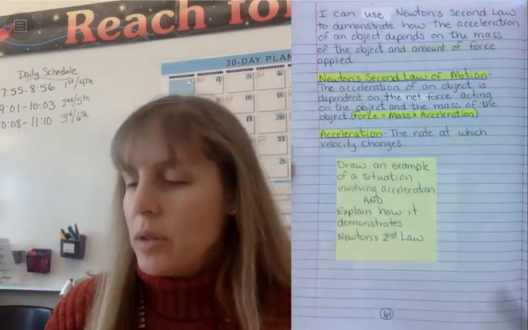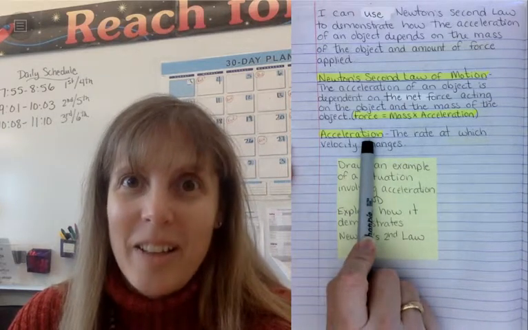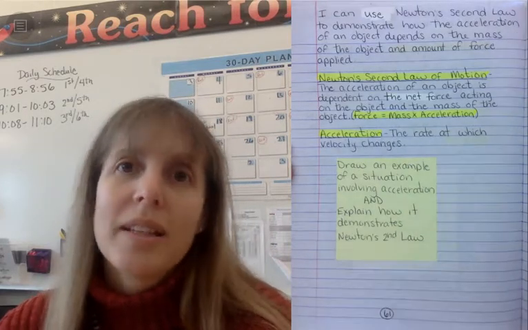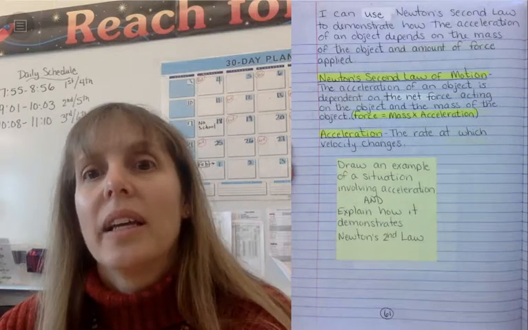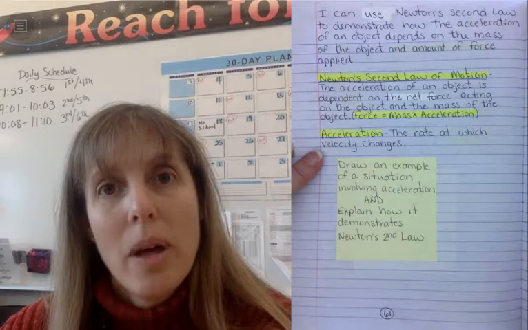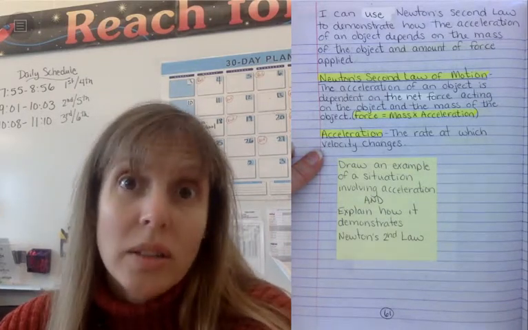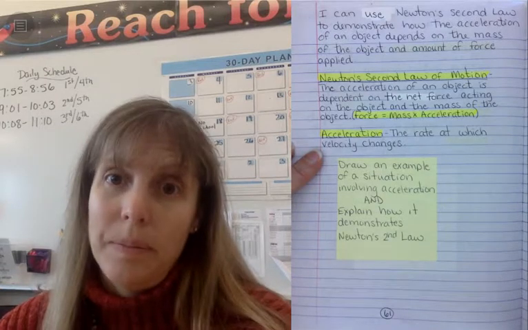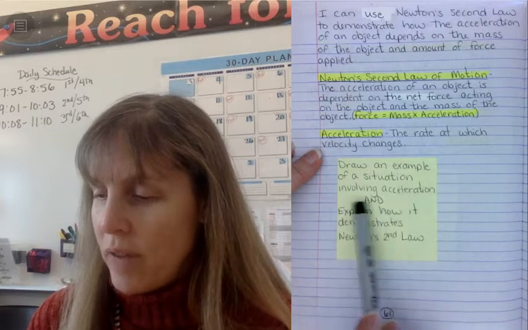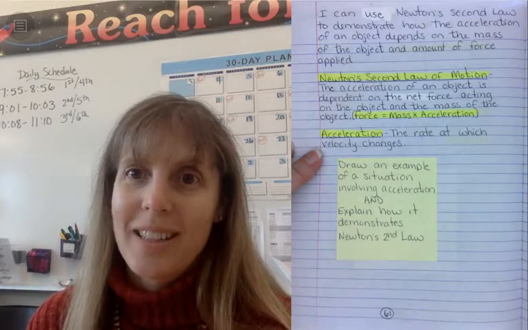So then we have to use something called acceleration. Acceleration. Say it with me. Acceleration. Now, you and I probably think of acceleration meaning speed up, use the accelerator. Well, yes, acceleration is the rate at which velocity changes, but it could be speeding up, slowing down, going around a corner, changing directions, okay? Any of those things is acceleration. On notebook page 61 today, you're going to draw an example of a situation involving acceleration, and you're going to explain how it demonstrates Newton's second law.